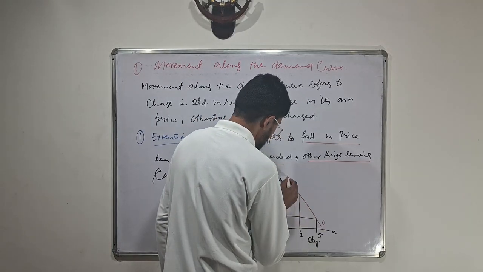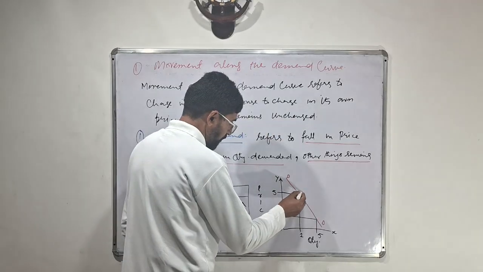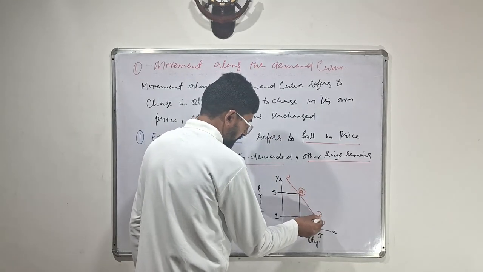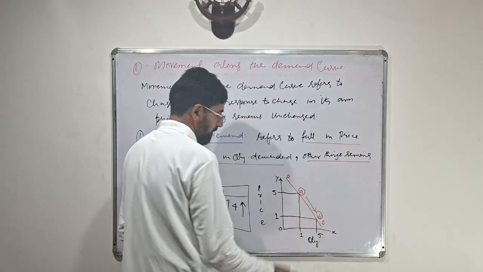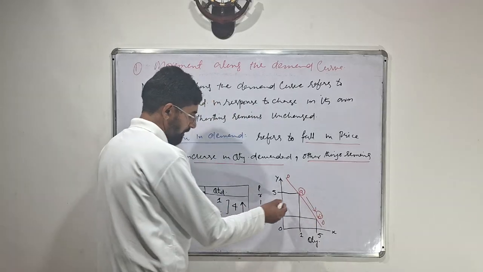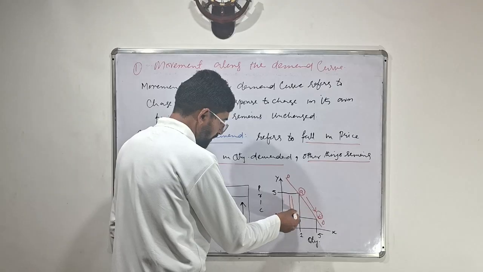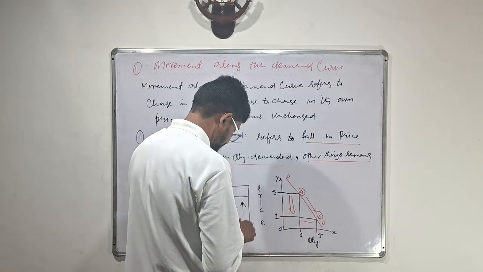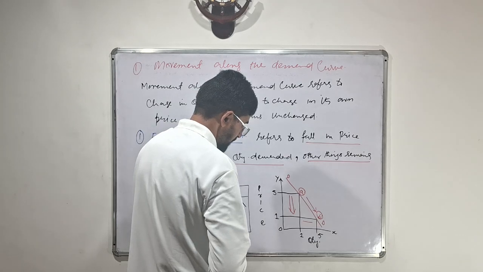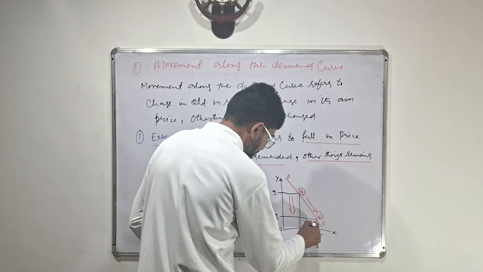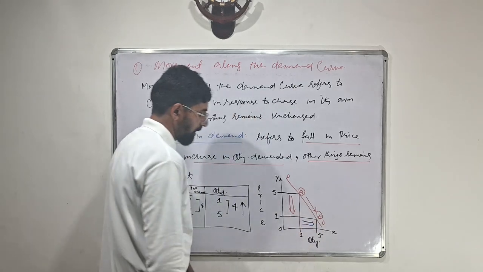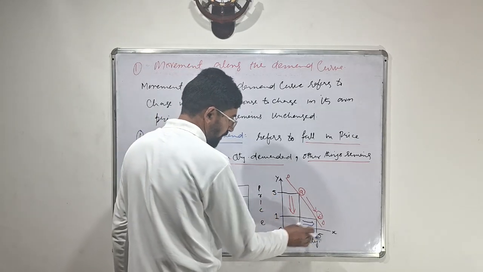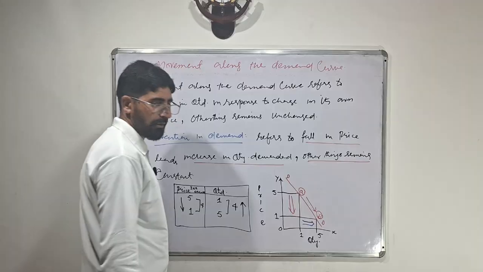This we call extension in demand, means from point A to point B. This we call extension in demand, increasing quantity demanded. As this shows us, a fall in price from 5 to 1 leads to an increase in quantity demanded. Means 5 to 1, a 4 unit fall in price leads to an increase in quantity from 1 to 5. Means fall in price leads to increase in quantity demanded.